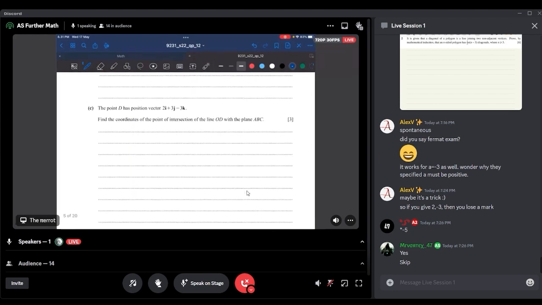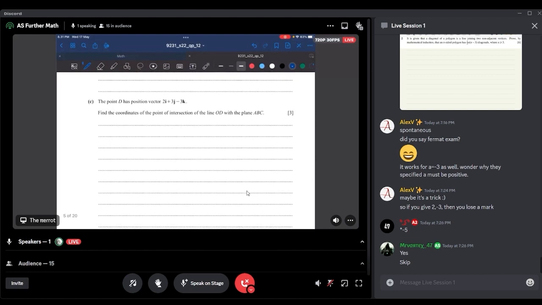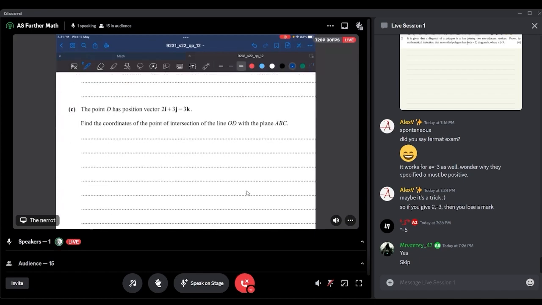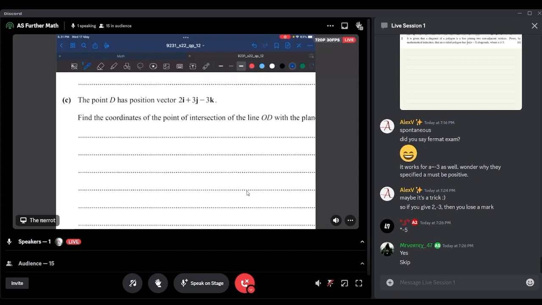Okay, part C now. The point D has position vector 2i plus 3j minus 3k. Find the coordinates of the point of intersection of the line OD with the plane ABC. Well, then we have to know what the line OD is. Since D is the position vector, that means the direction goes from O to D, right? So this position vector is the direction vector in itself, and the starting point is just the origin. So this line is simply the direction vector times some arbitrary variable, this time a variable to make it into a line.